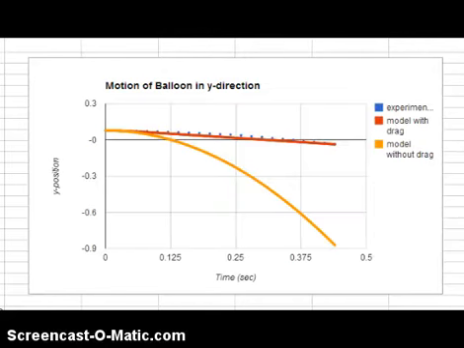Now looking at my results for the motion of the balloon, like I mentioned earlier, the blue dots represented here are the experimental data, and the red line is the model with drag, and that did a really good job of representing the motion of the balloon. Except a little bit here in the middle, and that's likely due to my coefficient of friction being slightly off, even though I had it down to the, I think, 10,000th place. Here the yellow line is the model without drag, and I did this to represent the huge impact that drag had on the distance that the balloon fell.